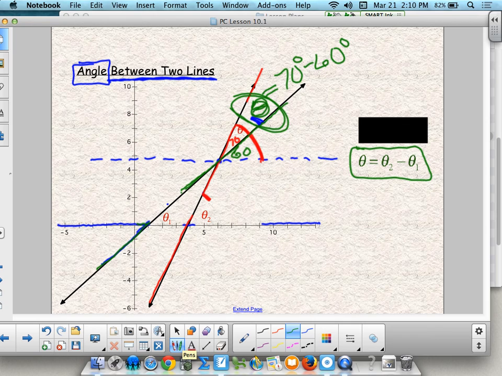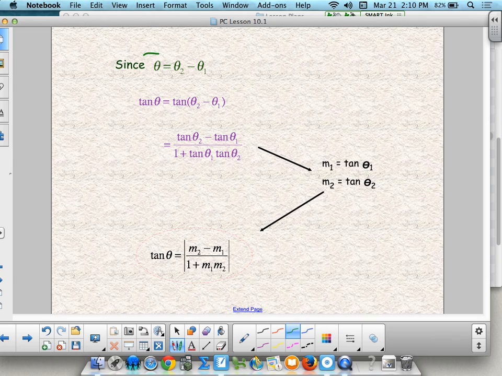Okay, now what they're going to do, they're going to take this right here, go to the next slide, and then they're going to do something, and I'll show you, and then they come up with the formula. Here's that same thing I just talked about. Second angle minus the first angle gives me the angle between two lines. Now watch what they did. They took tangent of the left side and tangent of the right side. So what you do to one side, you can do to the other side.